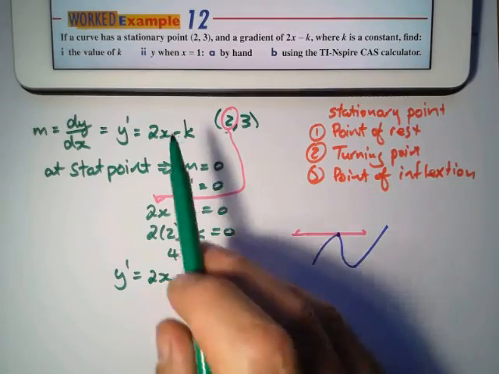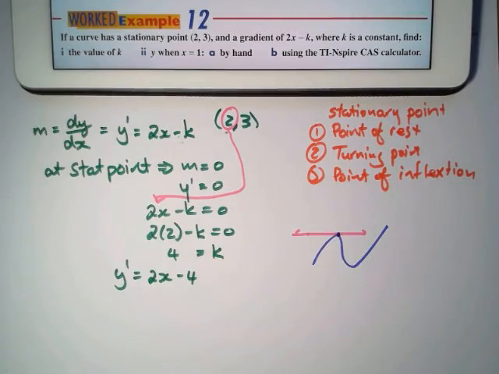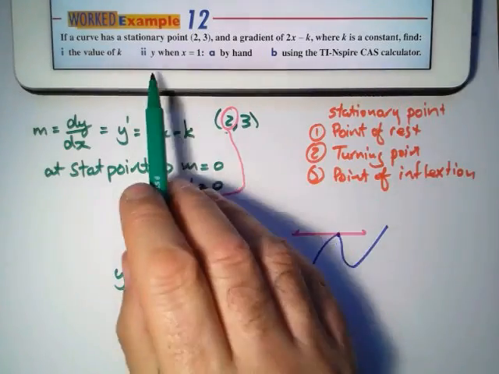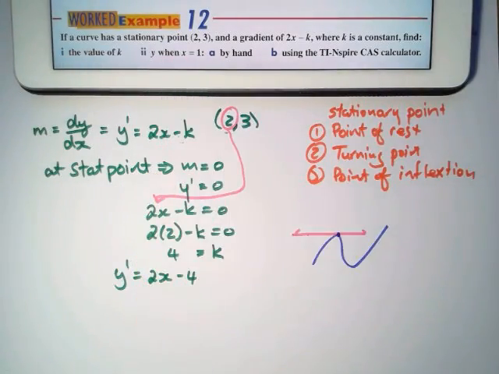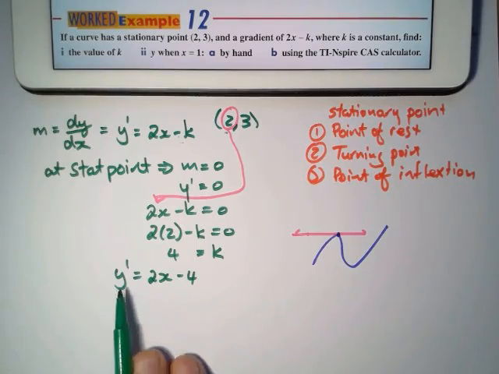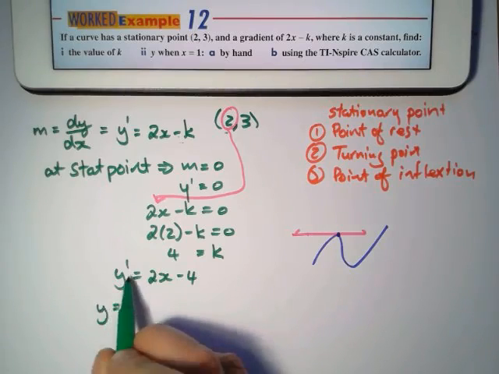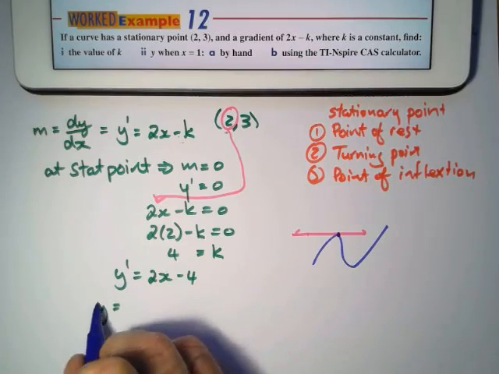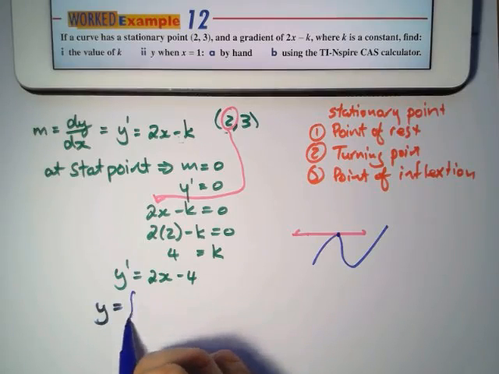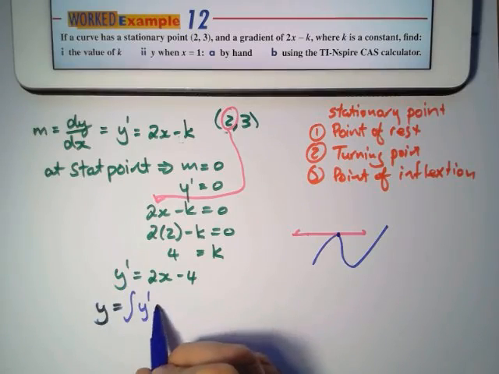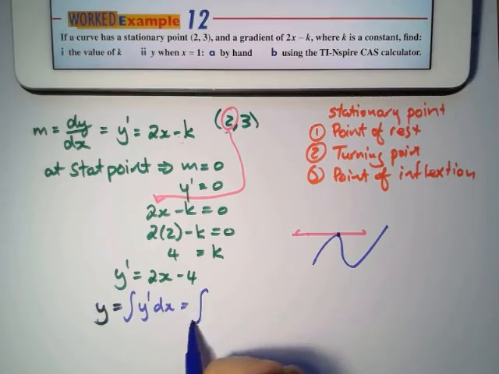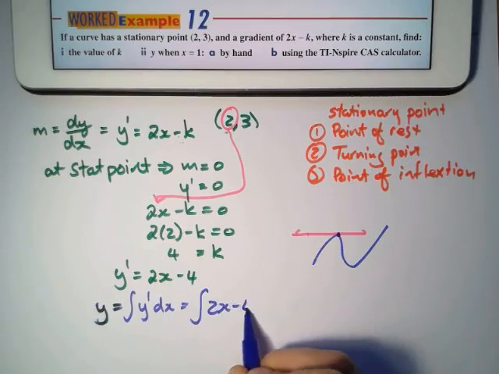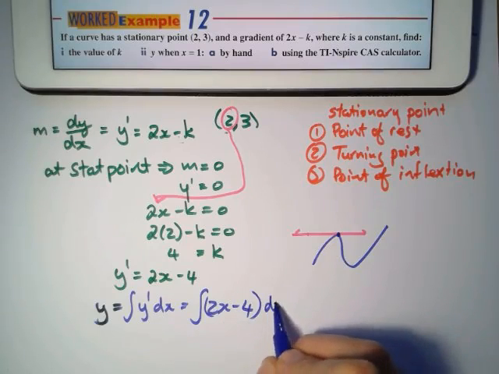Right. The next question is, let's use another color. They say find y when x is 1. Find y when x is 1. Now we don't have y, we only have the derivative of y. So how do I find y? Well, I know that y will equal the integral of this function. So I want to say y equals the integral of dy/dx dx. In other words, the integral of this function, 2x minus 4, in terms of x.